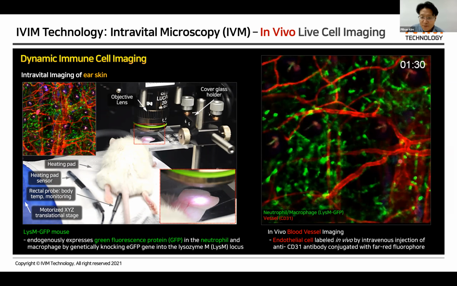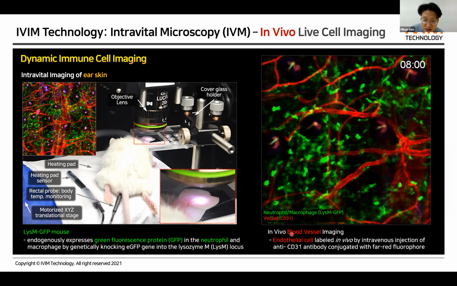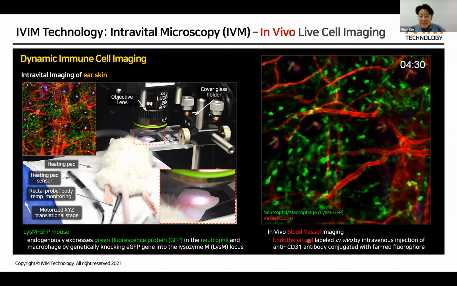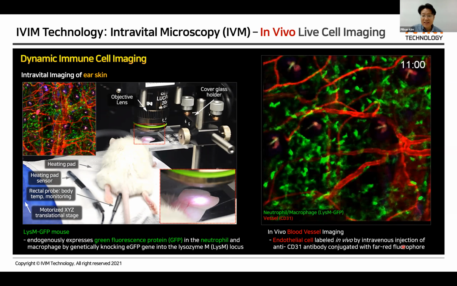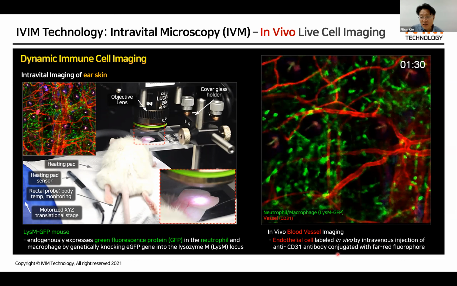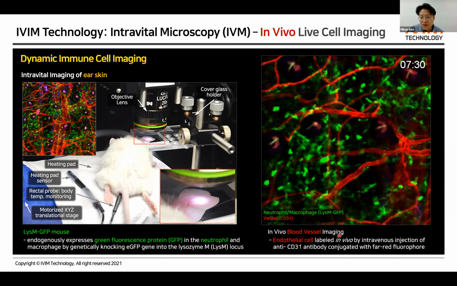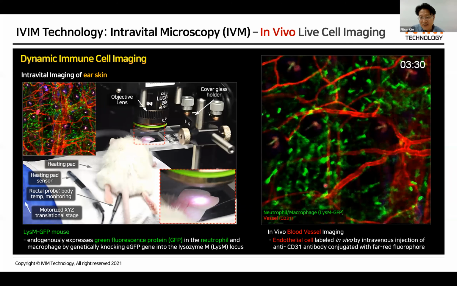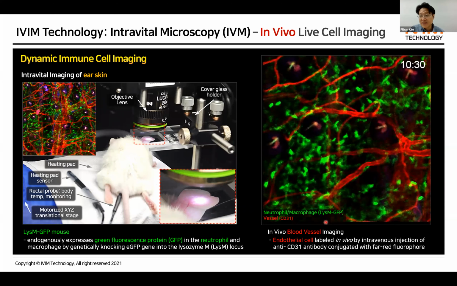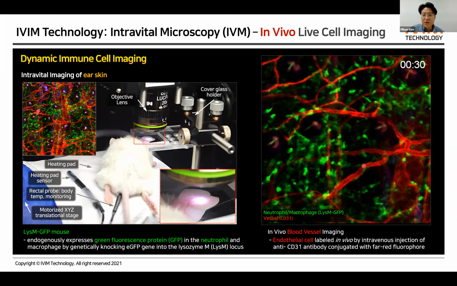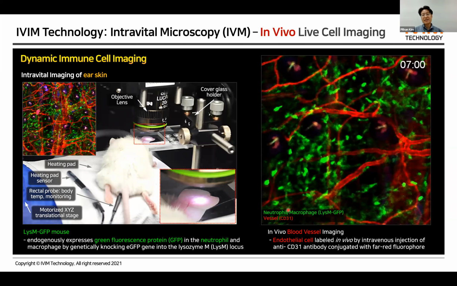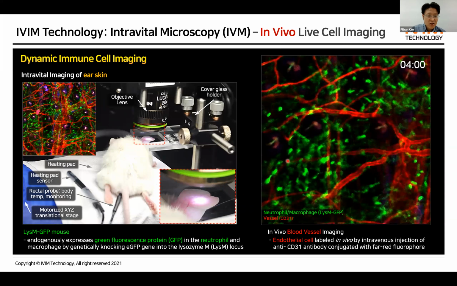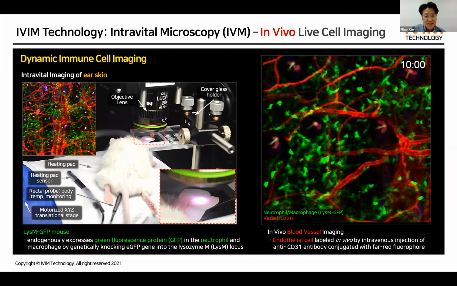And at the same time, we labeled the endothelial cells, basically the blood vessel cells, by intravenously injecting anti-CD31 antibody conjugated with a far-red fluorophore. So in this data, the red color is the endothelial cell, basically the blood vessel wall. And green is neutrophils and macrophages expressing this IVIM GFP. And in this particular example, we image the ear skin in this setting.